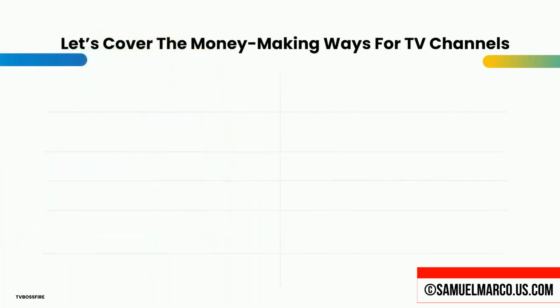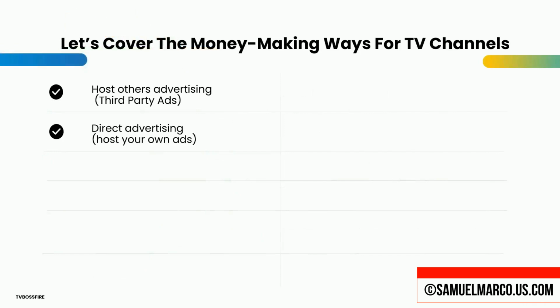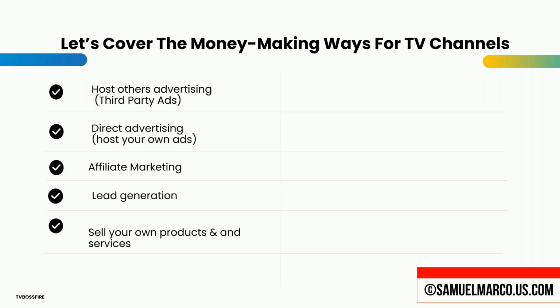Now let's cover the money-making ways for TV channels, because it will get some light bulbs going as well. I can guarantee it. So you can obviously do the hosting other people's advertising, their ads. You can do direct advertising, hosting your own. You can do affiliate marketing. You can do lead generation. You can sell your own products and services. And many people do that now. Channel sponsorship, banner and text advertising.